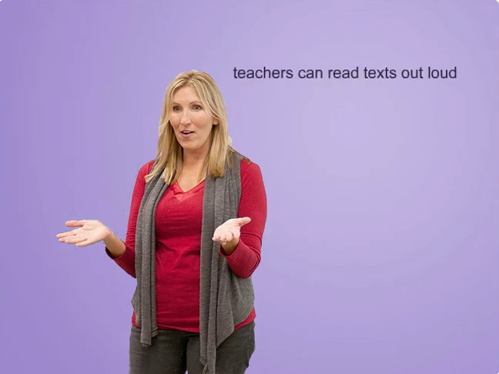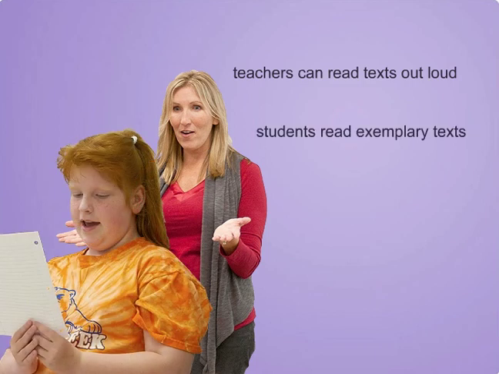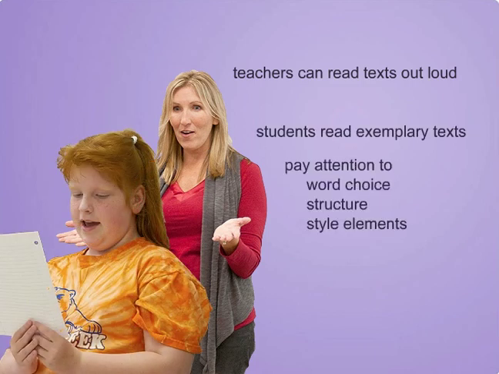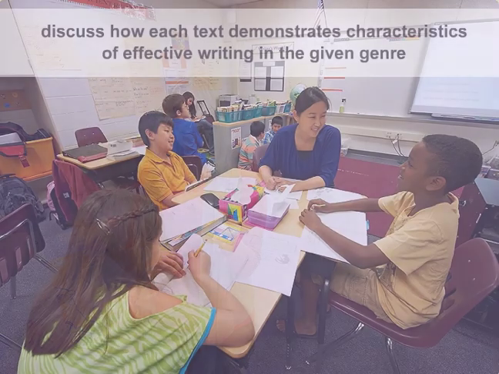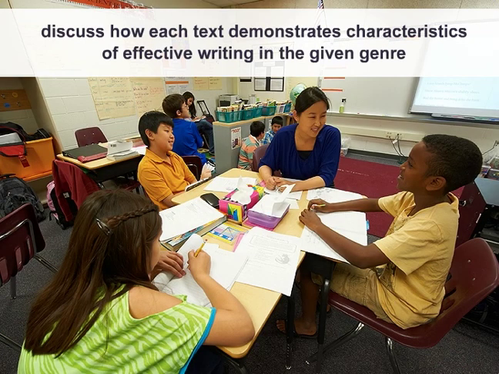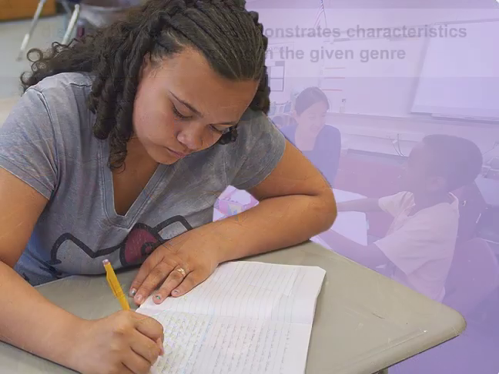Teachers should read exemplary texts aloud or have students read exemplary texts, paying attention to word choice, structure, or other style elements. The class can discuss how each text demonstrates characteristics of effective writing in that genre. Students can then practice using these characteristics in their own writing.